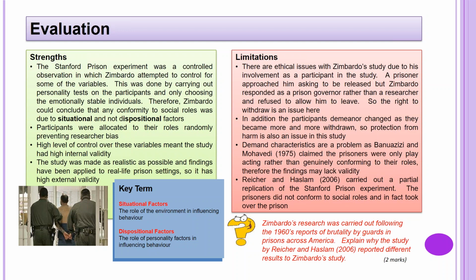So simply, temporal validity, remember that from one of the earlier lessons, might be an issue here. Zimbardo's research was carried out in the 1960s, when America was a more conformist society and may not have the same relevance today. As shown by Reicher and Haslam's students in the 2006 study, they did not conform to social roles and in fact took over the prison. Okay, that brings us to the end of this lesson. I'll see you for the next lesson.